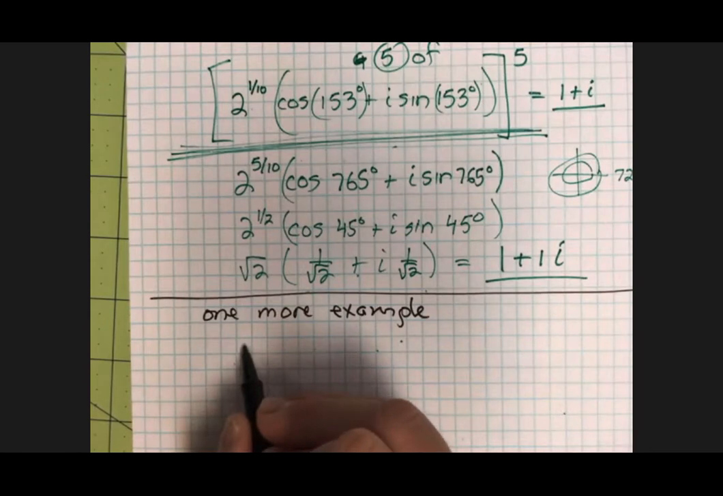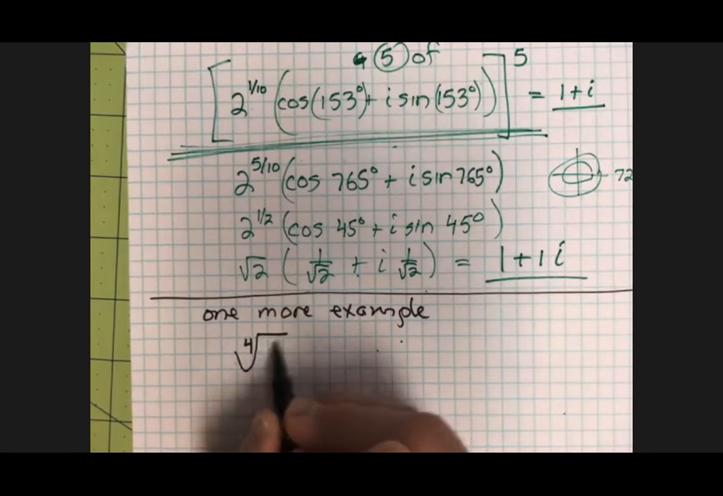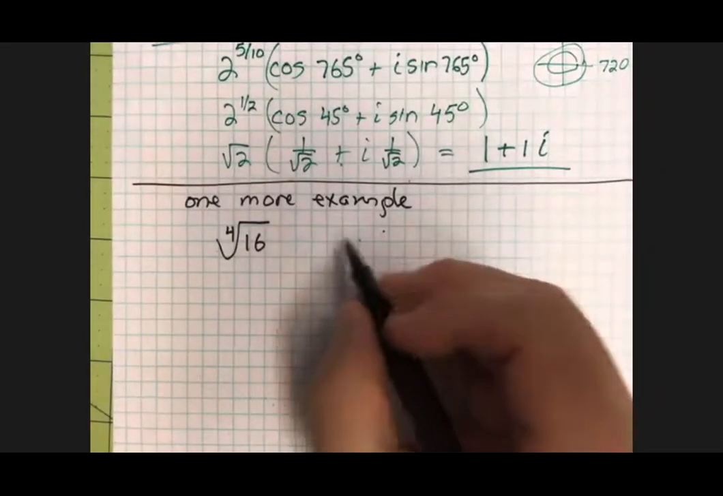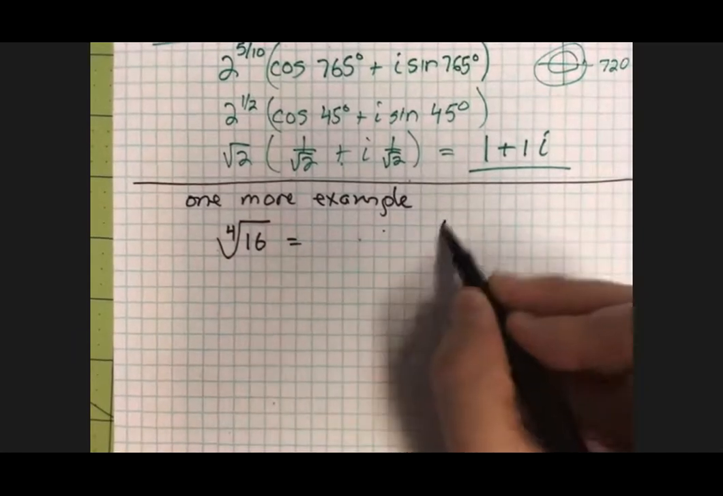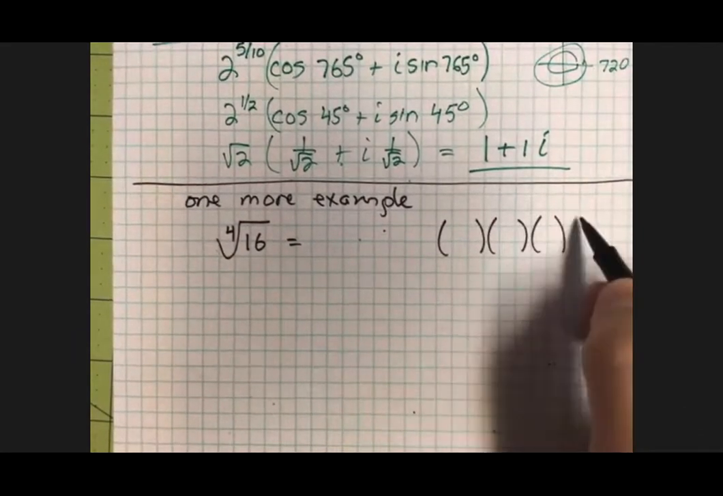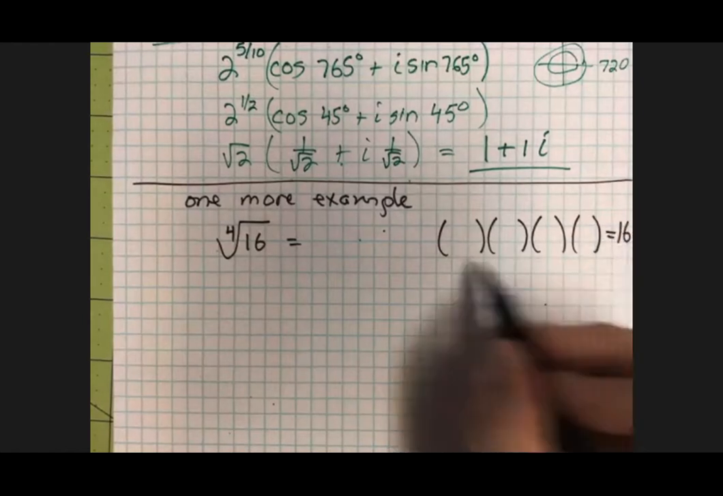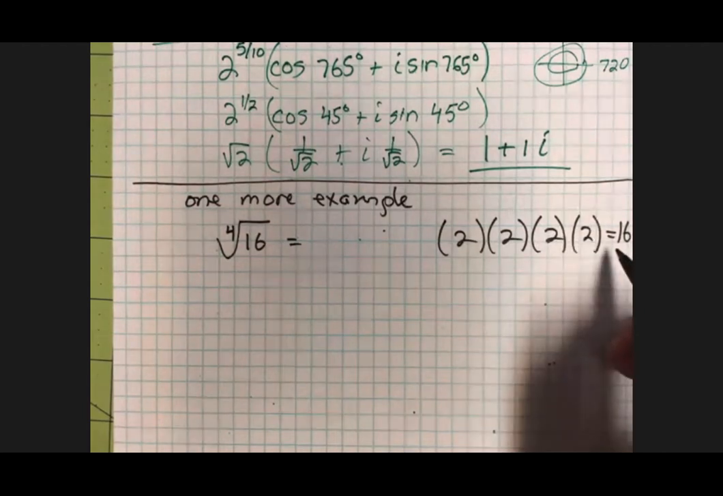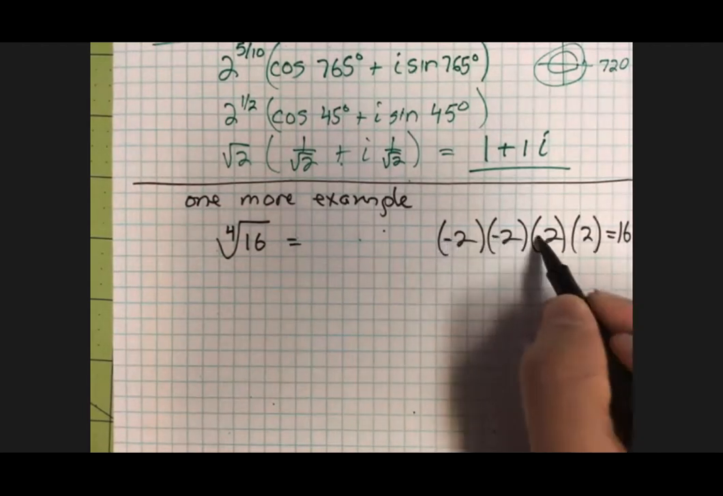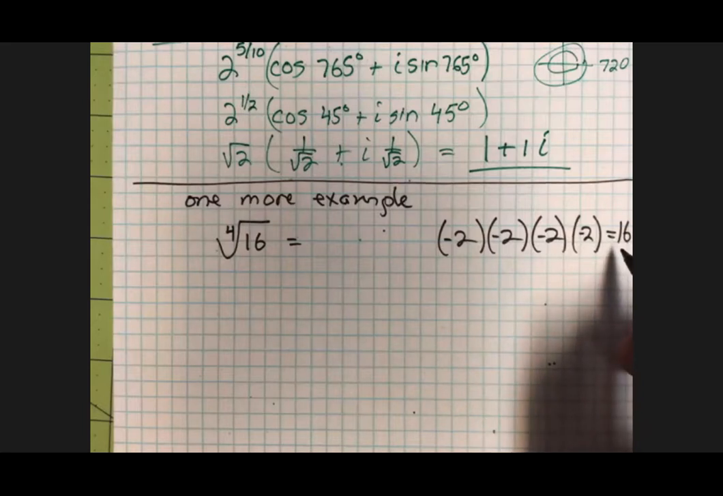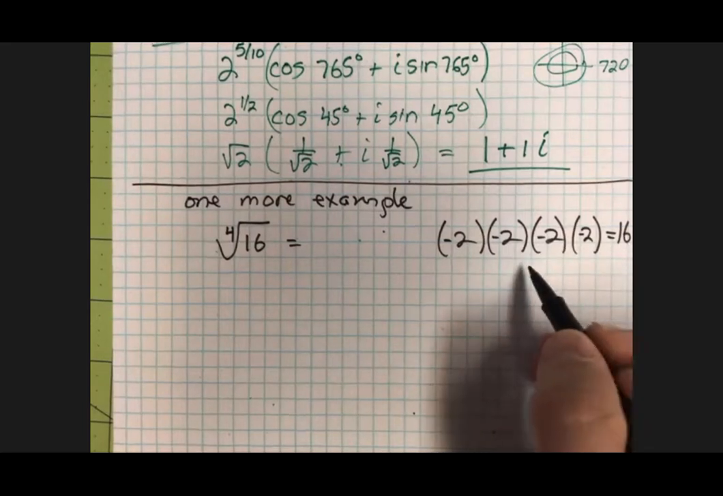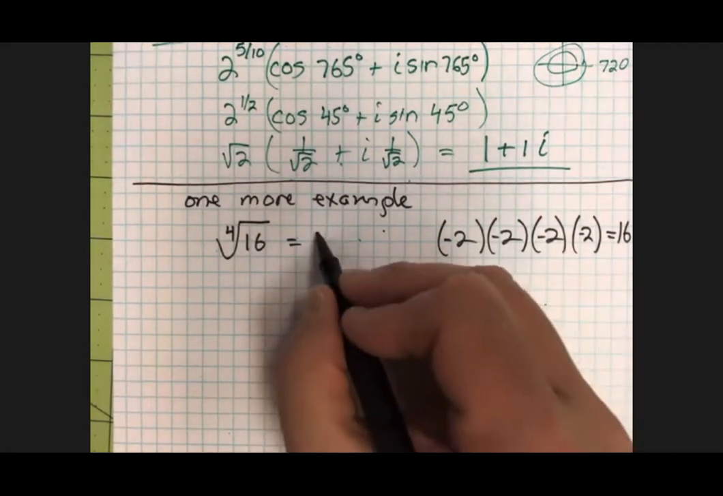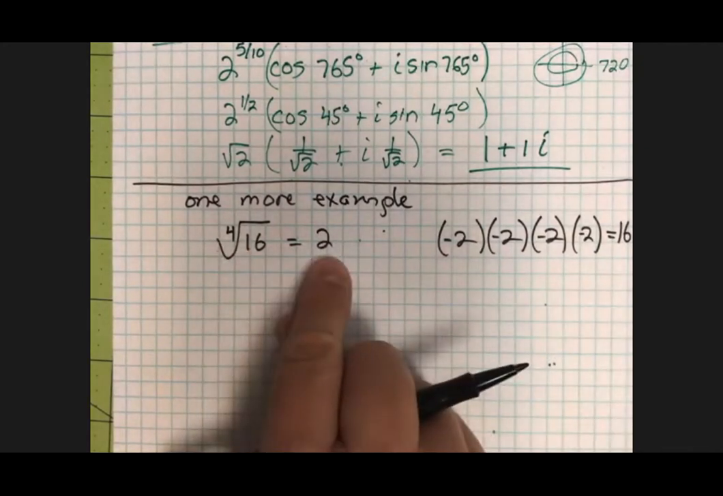What if I wanted you to do the 4th root of 16? Now you first understand this as what number you multiply 4 times to get 16. And that's completely legitimate. If you multiply 2 4 times, you get 16. If you multiply minus 2 4 times, you get 16. But there are complex numbers I could multiply 4 times to get 16 also. So your first reaction is the 4th root of 16 is 2.